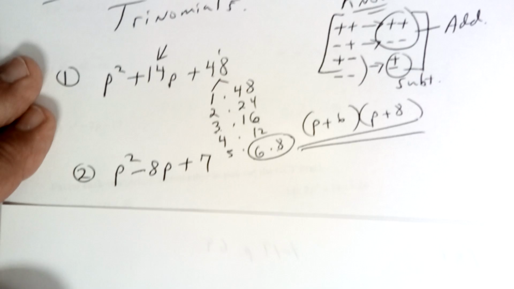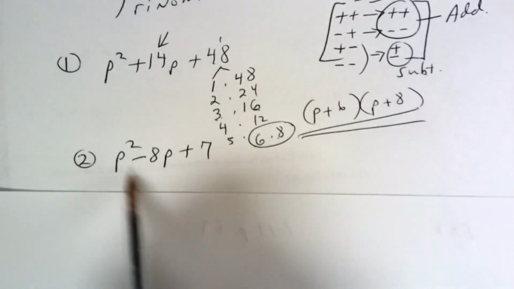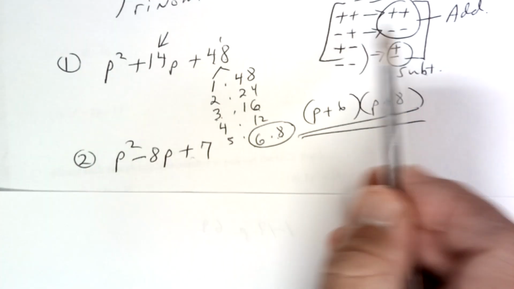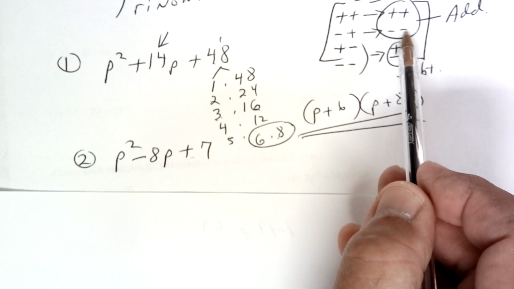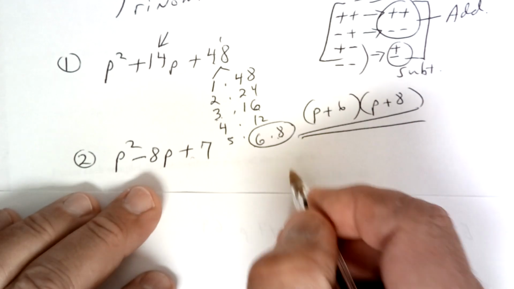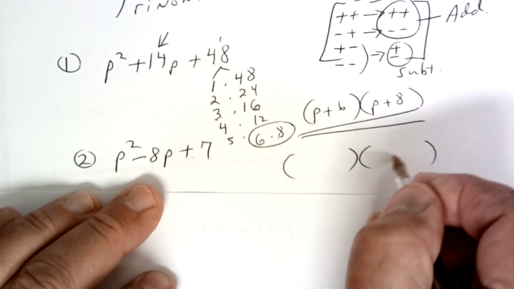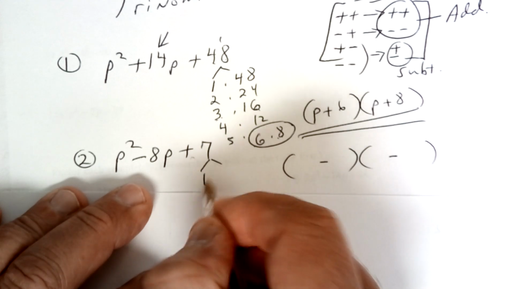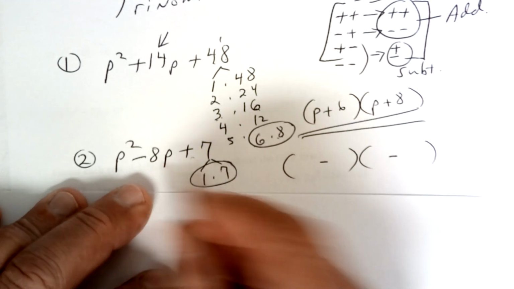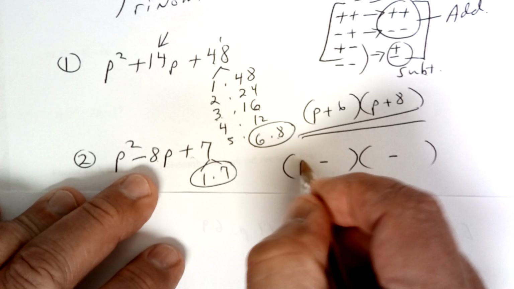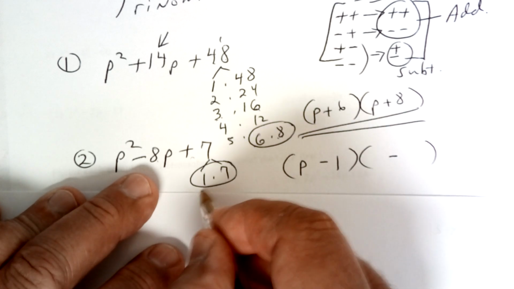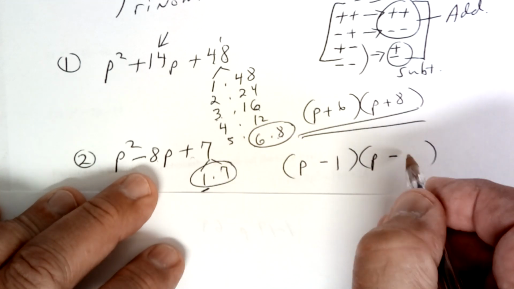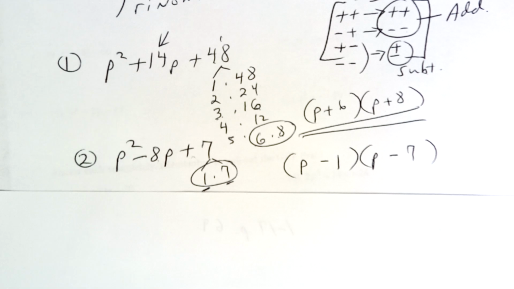This one right here is a negative and a positive. A negative and a positive gives you two negatives. If you have two negatives, you're going to add. So right away, you know your answer is going to have two negatives. The only combination to 7 is 1 times 7, and that adds to give you 8. So it's going to be p minus 1 and p minus 7. And that's how you do that. That was an easy one.